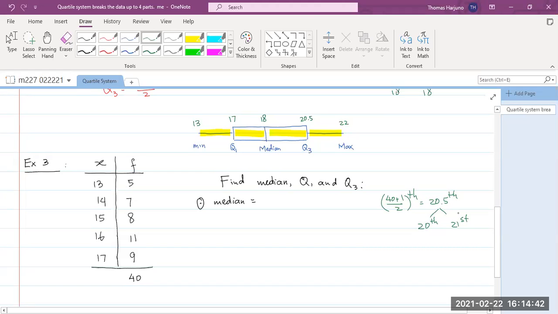Now, what is data number 20th? Look at the cumulative. The first class has 5. Up to the second class, 5 plus 7, that's 12. Up to the third class, 12 plus 8, they are 20. Okay, so data number 20 is still 15. Data number 21st is 16. Therefore, the median is 15 plus 16 over 2. That's 15.5.